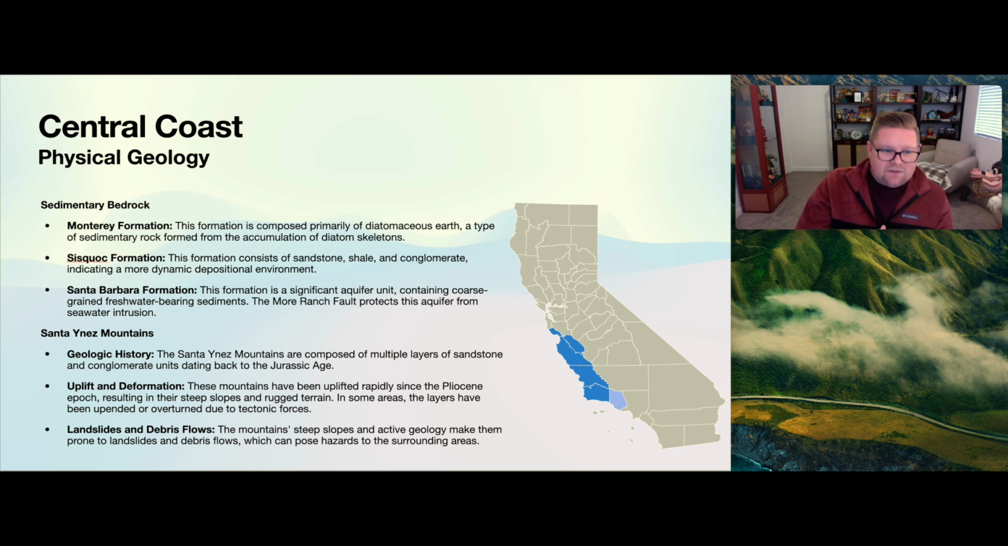Then you have the Santa Ynez Mountains. They're composed of multiple layers of sandstone dating all the way back to the Jurassic Age. We've had uplift and change, and as a result, this material is, for the most part, very soft and readily exposed and eroded, so this area is very susceptible to landslides and debris flows. These steep slopes and active geology make them prone to landslides and debris flows, which pose hazards to the surrounding areas. You often hear about Montecito as a community where the roads and residences are damaged by landslides. This area is very prone to that.